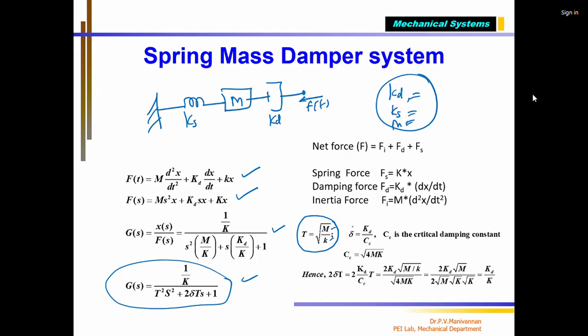Then you'll be asked to find out the damping ratio of the second order system. You can find it by substituting Kd and finding the Cc, that is, the critical damping, which you can compute. Once that is known, you can substitute it and get the final value, because this is the equation we have given here.